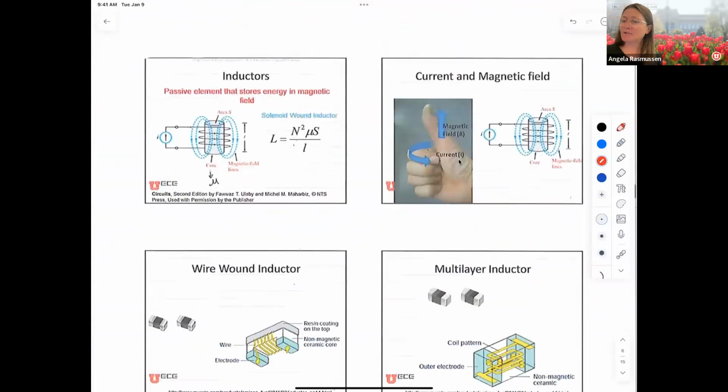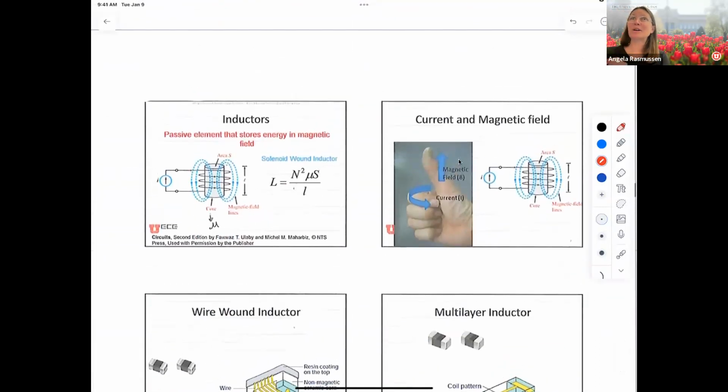Okay, now inductors. Anybody want to take a stab at what an inductor is? What does it store? It stores energy in a magnetic field that is related to current. So yes, energy, and that's relatable to current. So capacitors store charge, which ends up being voltage. Inductors store energy, which relates to current.